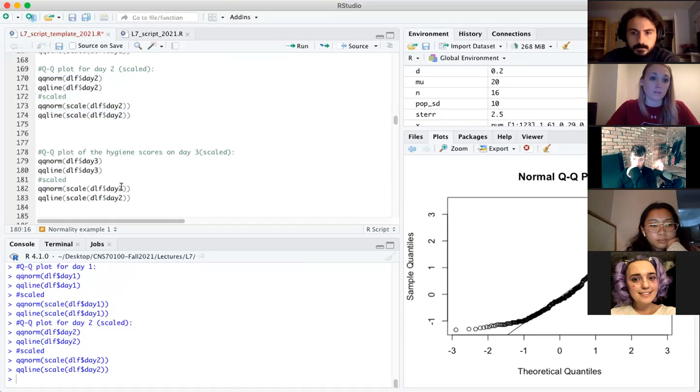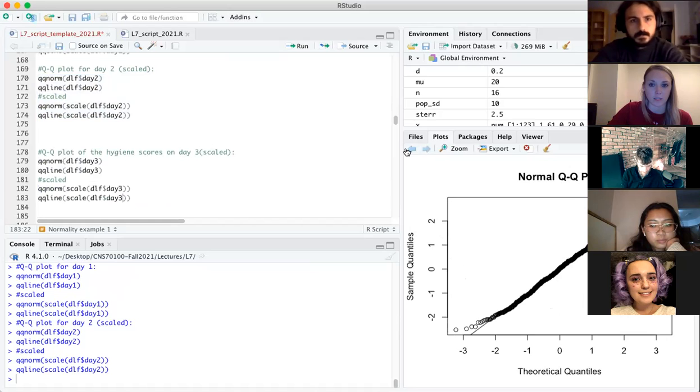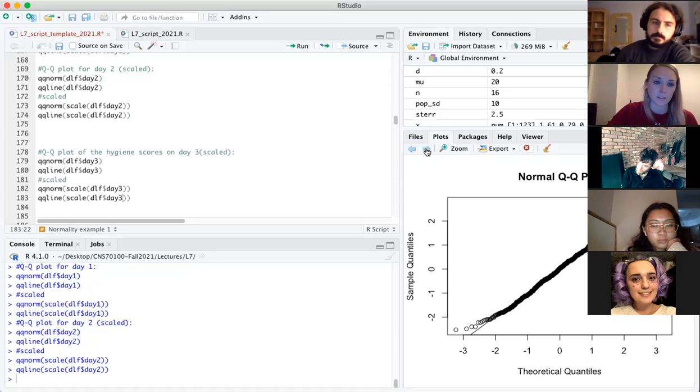So what's the difference between the scaled and the not scaled ones? The scale just changes the axis here, the sample quantile axis, to be relative to the mean, so that the center is 0. It makes it relative to the mean versus the raw data. So it gives you the exact same plot. It's just changing the scaling on the side to make everything relative to the center point. Okay, I say the mean, but it's actually the center point.